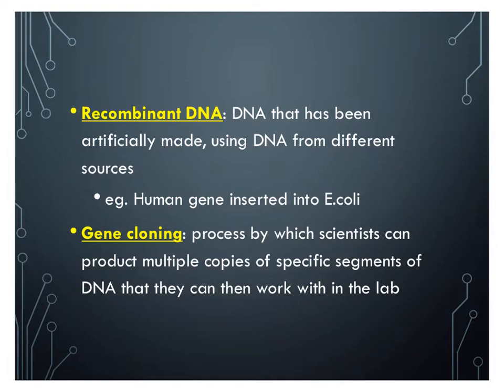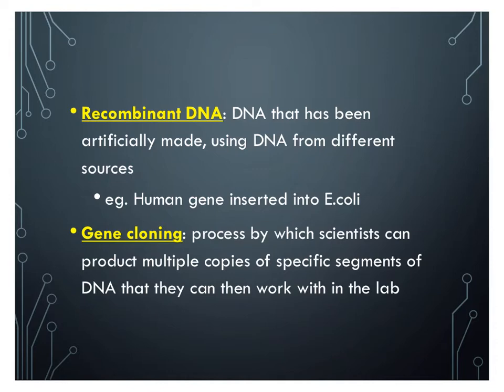Recombinant DNA, recombinant meaning recombination, that's the word you should think of, is DNA that has been artificially made using DNA from different sources. So for example, we talked about the plasmid in the bacteria. You take a human gene or a small series of genes and you insert that into an E. coli bacteria plasmid. And by that, we are able to change and manipulate the DNA, and the keyword there meaning recombinant or recombining.